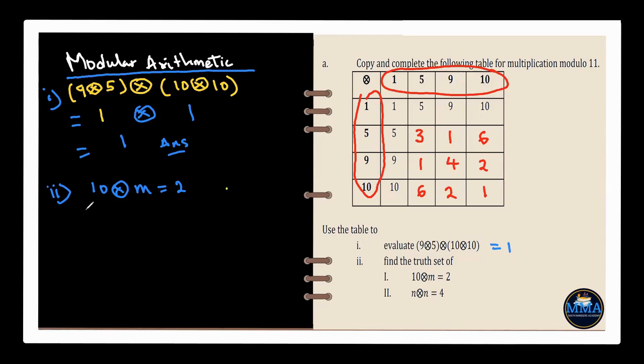So we write, 10 times 9 from the table is 2. So what does that mean? It means that our m is 9. But because we are looking for the truth set, this 9 will be inside a curly bracket to represent a set.